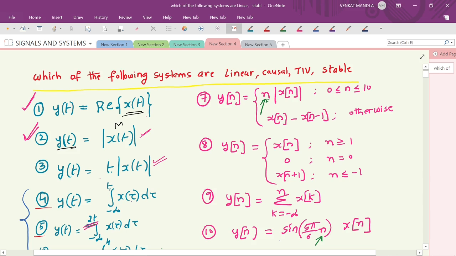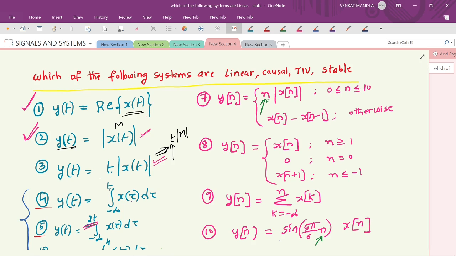But in the case of the third question, if x of t is finite, let us say I put m in place of x of t, then we get t into mod m. Even though x of t is finite, if t tends to infinity, what happens? For a large value of t, it becomes infinite, right? So the system becomes unstable. It does not only depend on input, it also depends on time. That is why we are getting infinite output here.